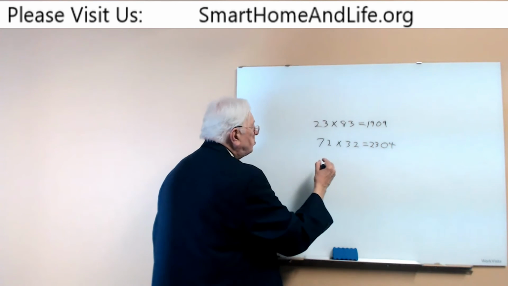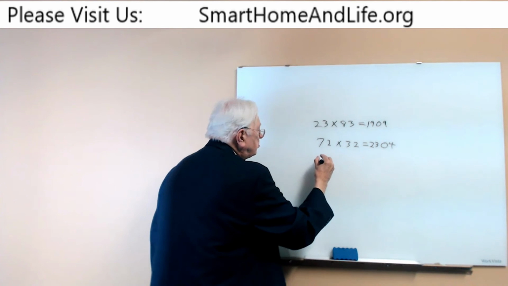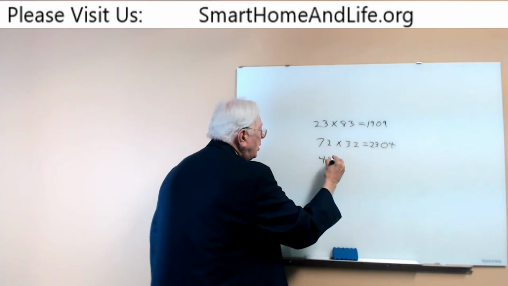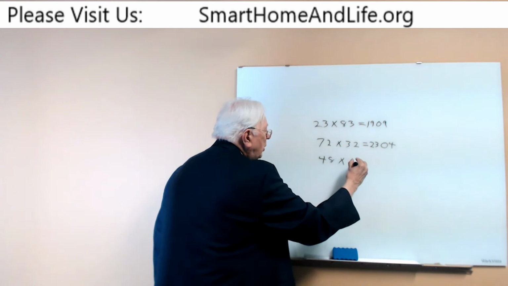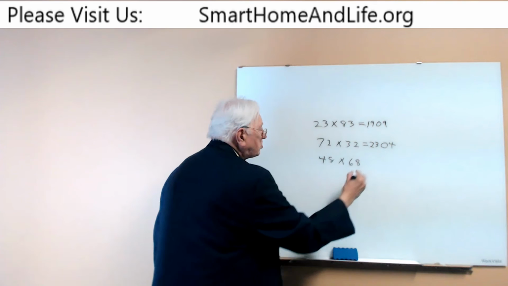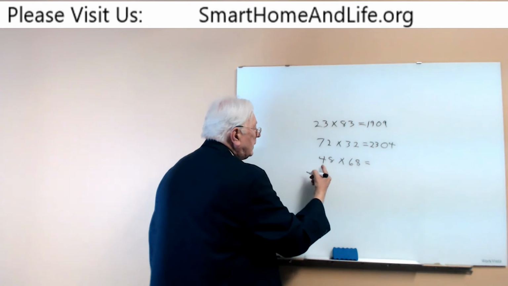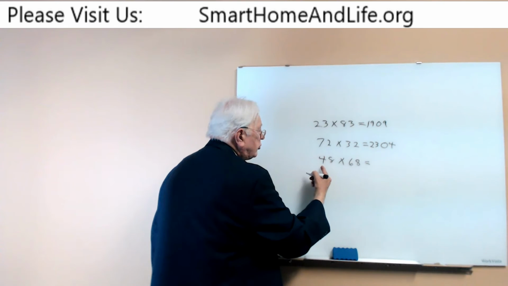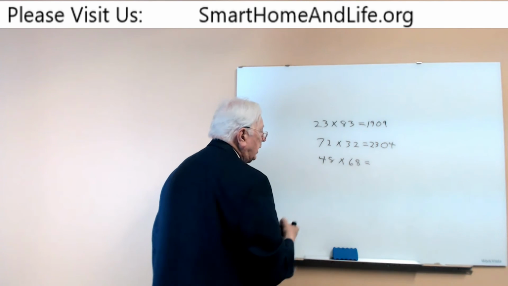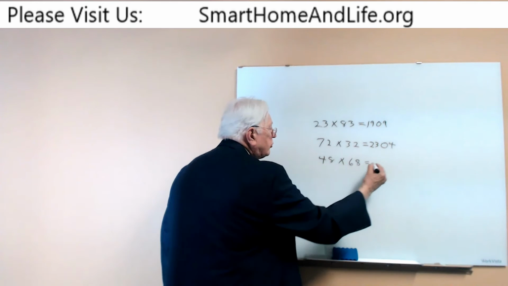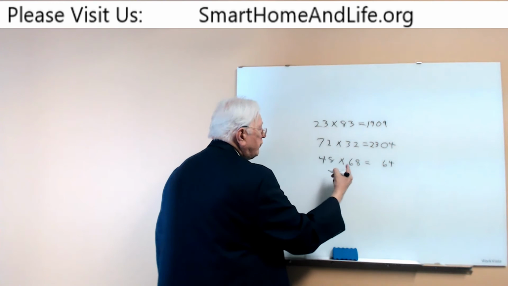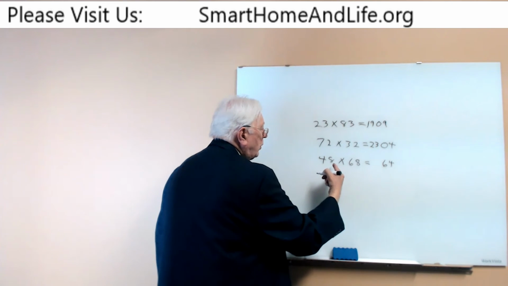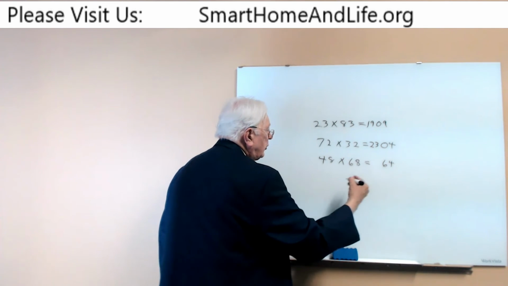Another case, let's make this 48 times 68. Okay, again, our leading digits sum to 10, and our trailing digits are the same. So in this case, 8 times 8 is 64. Put that down. 4 times 6 is 24, and the commonality is 8. So we have 24 plus 8 is 32.